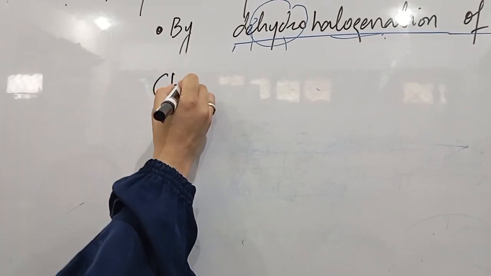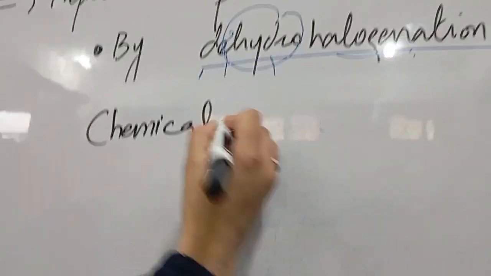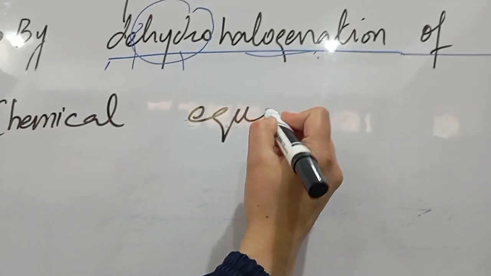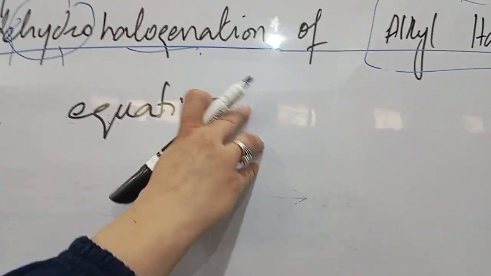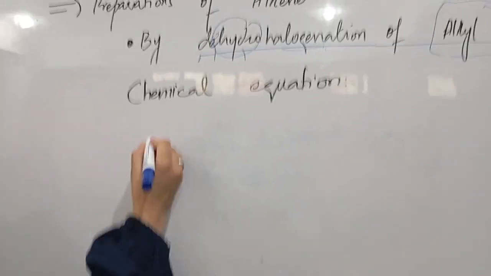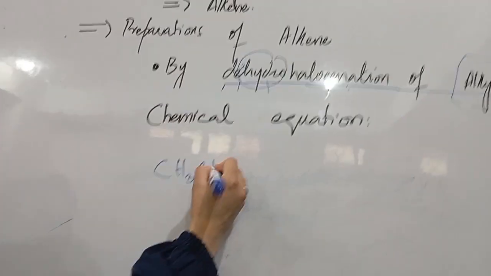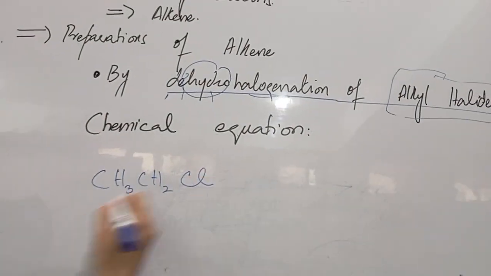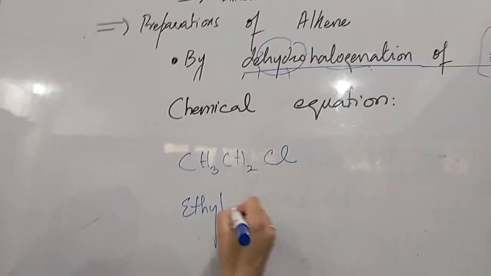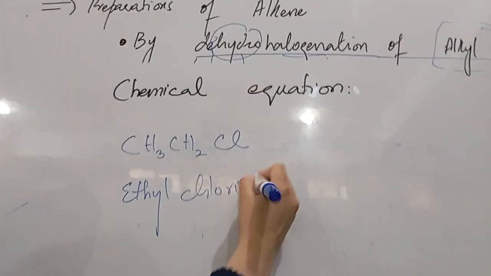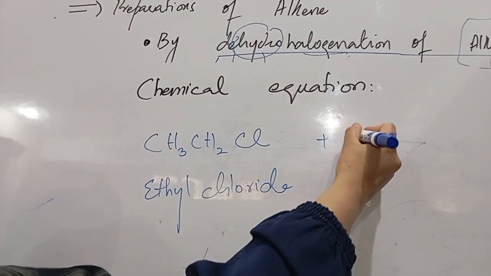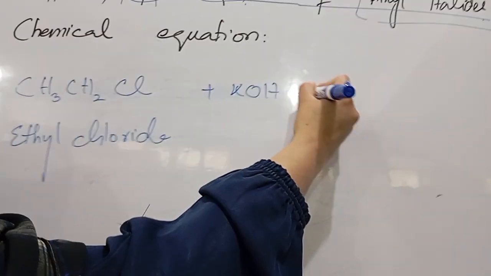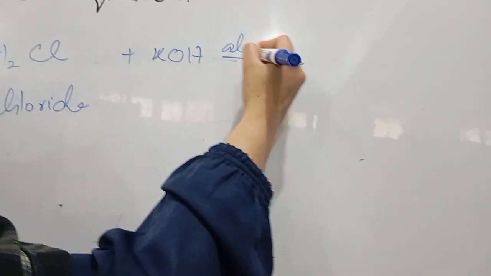And how would the reaction proceed now? Let's talk about the chemical equation. For this, the chemical equation would require an alkyl halide. Let's see, we are using the 2 carbon alkyl halide, ethyl chloride, as we are using chloride here, and potassium hydroxide in the presence of alcohol.